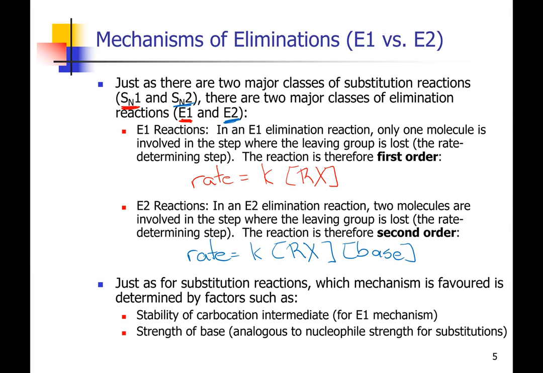We'll talk about both the E1 and the E2 mechanism in more detail, but recognize that we're going to be looking for similar factors in terms of choosing between E1 and E2 that we looked at for SN1 versus SN2. For an E1 reaction, we have to make a carbocation, so we're going to care about its carbocation stability. For an E2 reaction, we have to use the base to push the leaving group out, so we're going to need a really strong base.